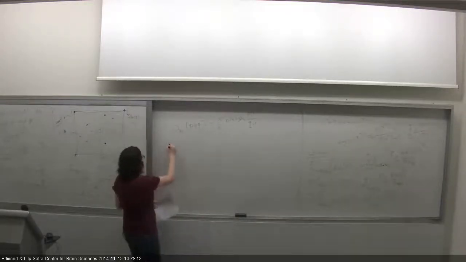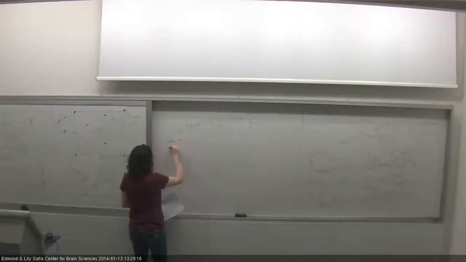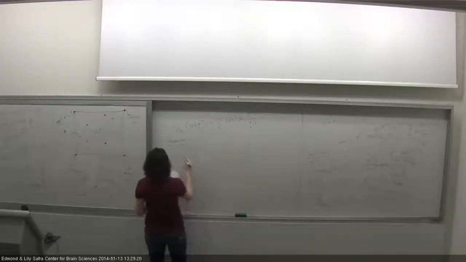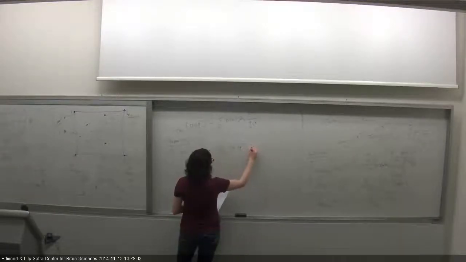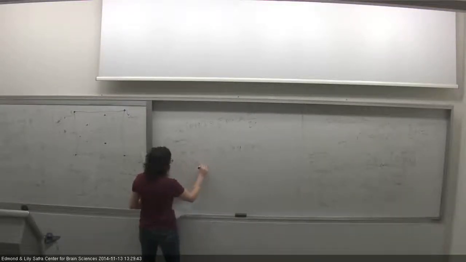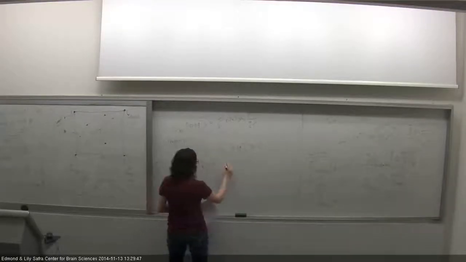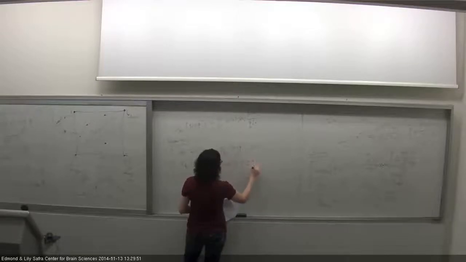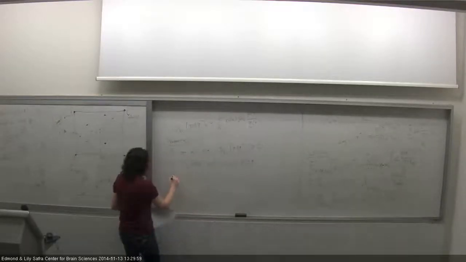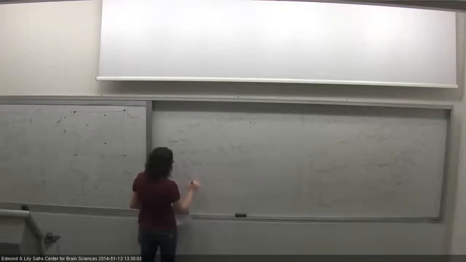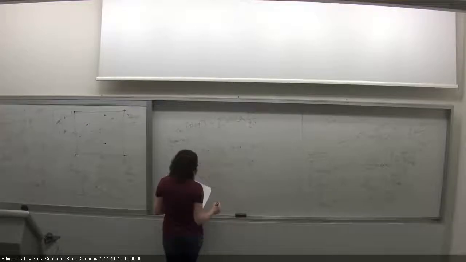Okay, so some properties. One: for all P and Q, the DKL between P and Q is non-negative. I think you showed this in class yesterday. Two: the DKL between P and Q is zero if and only if P equals Q. In the continuous case you have to be a little more delicate, but in the discrete case this is exactly true. And you need to remember that the DKL is not symmetric.